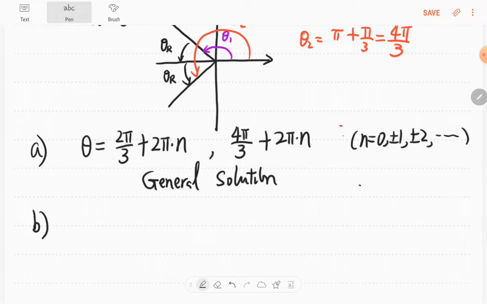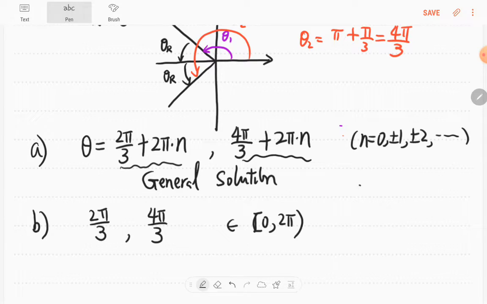So for example, for the first one, we can take n to be 0, right? So this would be 2 pi over 3. This is one specific angle. Another one is for the second formula, we can also take n to be 0. If you take n to be another number, it will be outside the 0 to 2 pi interval. So it would be 4 pi over 3. So these are the two angles that belong to the interval from 0 to 2 pi. Okay, so these are called the specific solutions on the 0 to 2 pi.